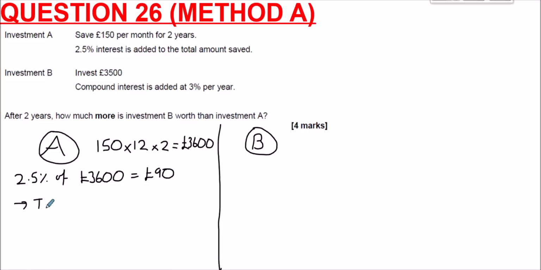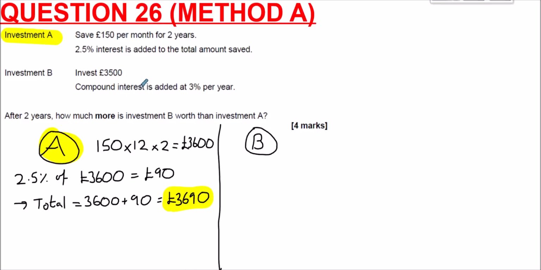So the total for A is going to be 3,600 plus the other £90, which is 3,690. So investment A, we end up with this total. We can now compare that for investment B.